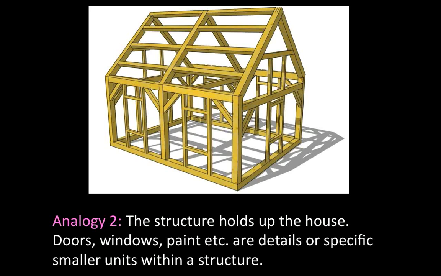Another analogy, we know that a house requires a framing, a structure to hold it up. Doors, windows, paint, furniture are details or specific smaller units within the structure that must exist, whether it's a tent or a lean-to or a full-scale castle.